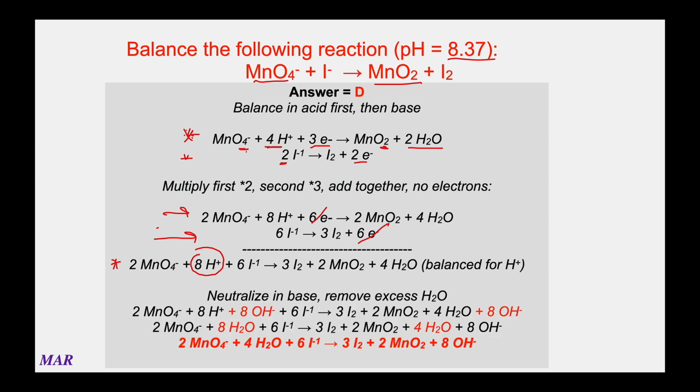So as you can see, there's some steps here, but let's talk about them. First of all, here's the 8 hydroxides being added to both sides. The 8 H+ and 8 OH- make 8 waters, and I still have my 8 hydroxides there, but I need to now take care of the excess waters. So I'll subtract 4 waters from both sides, and bam, answer D is the answer. And this one now is balanced in base for a pH greater than 7. It has hydroxide and water, but there's no H+.